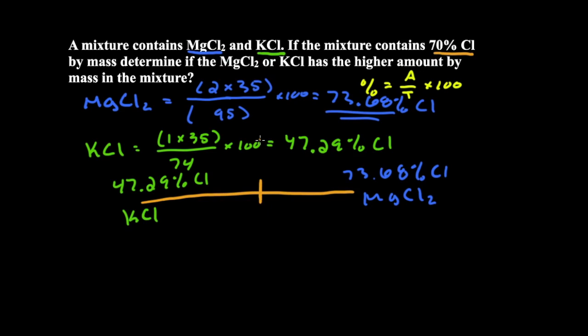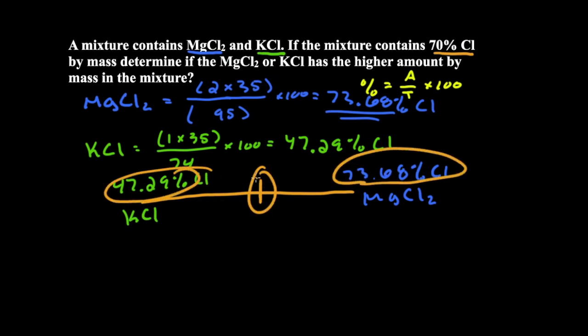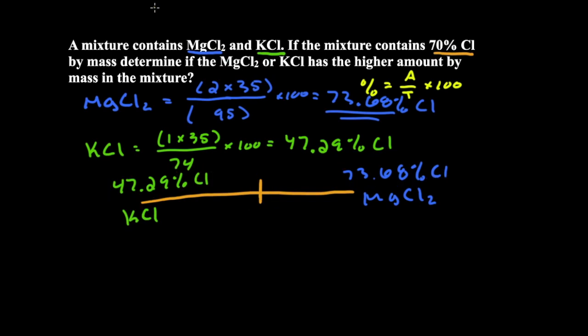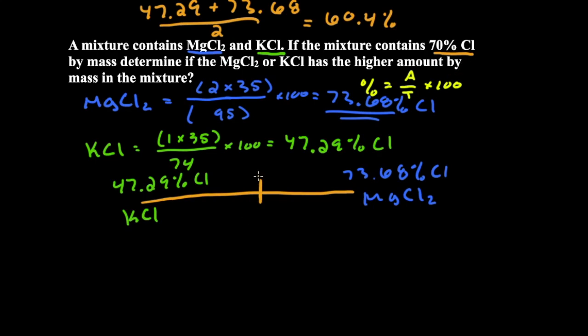To do that, I'm going to take the average of this one and the average of this one, and that'll be right in the middle. So we'll do 47.29 plus 73.68, add those up and then divide by 2 to get the average, and that's going to be 60.4%.